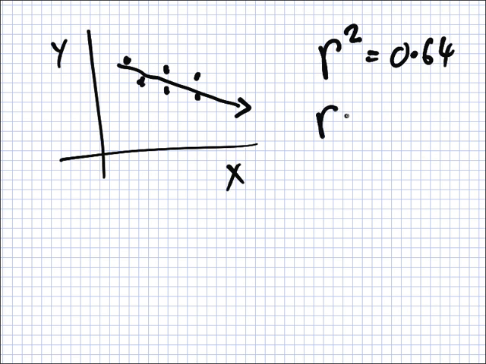But the R is 0.8 with a minus. Now you can check it out. If you square this, you do get 0.64. The reason for the minus is telling us that the line is going down.